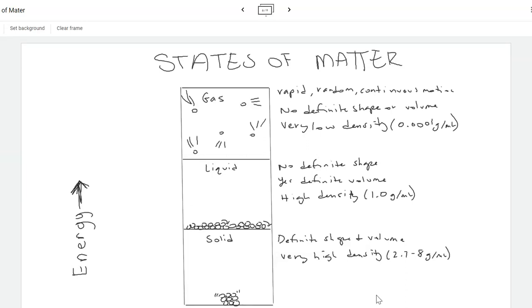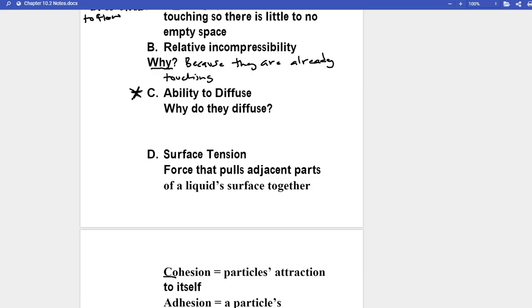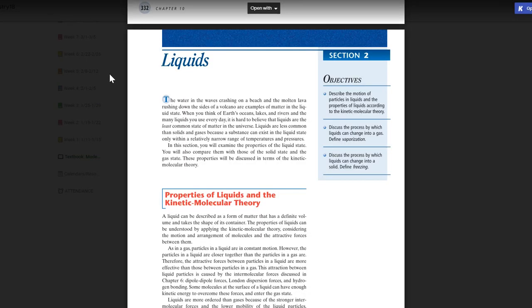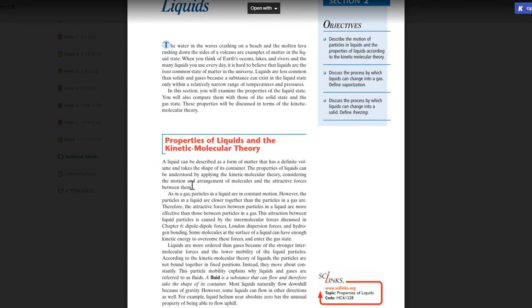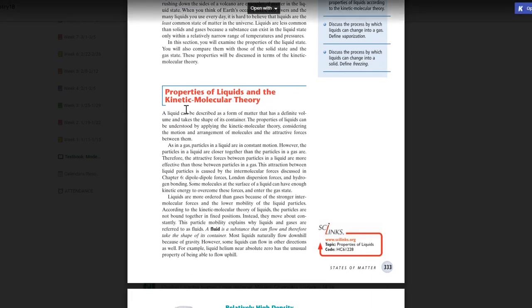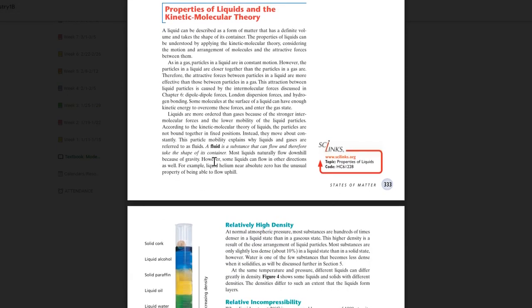Today we're going to finish up our notes on 10.2 and also go over section 10.3. So we talked about liquids before and how they relate to kinetic molecular theory, which is the theory that everything is made out of these little atoms and molecules that are constantly in motion.